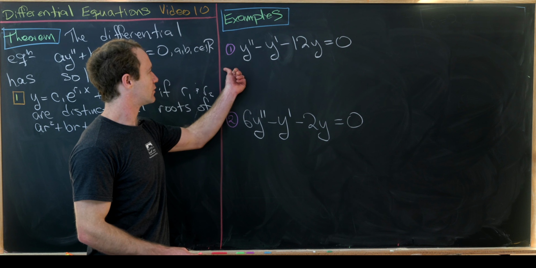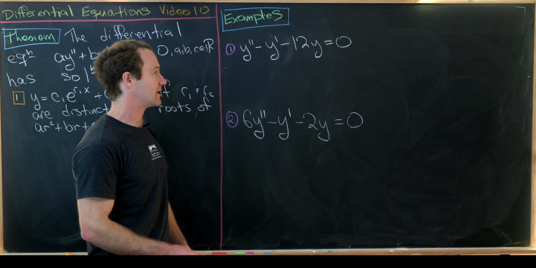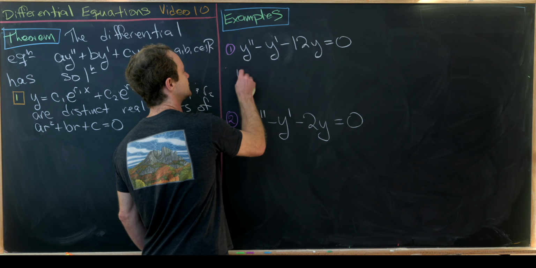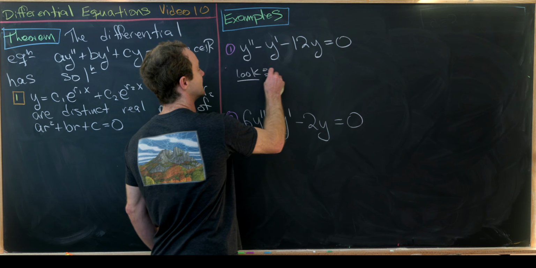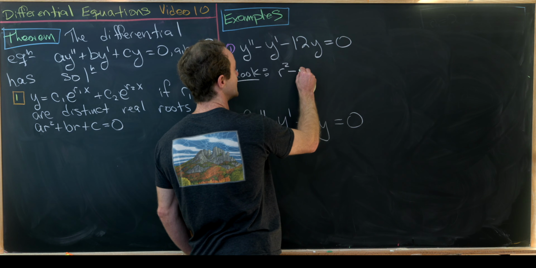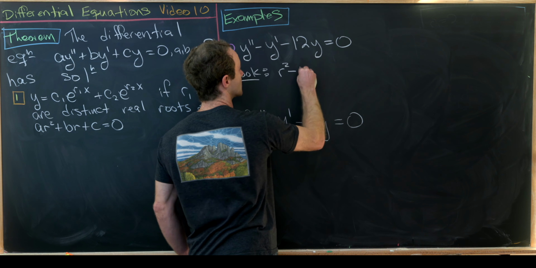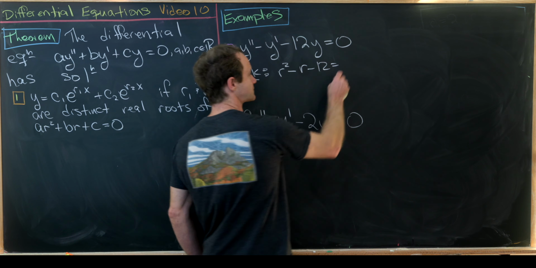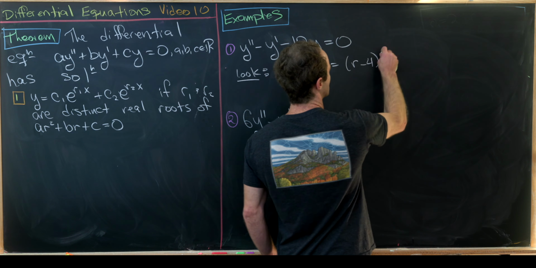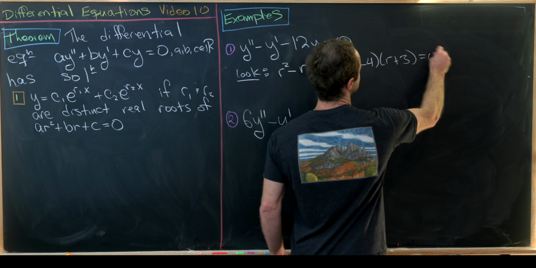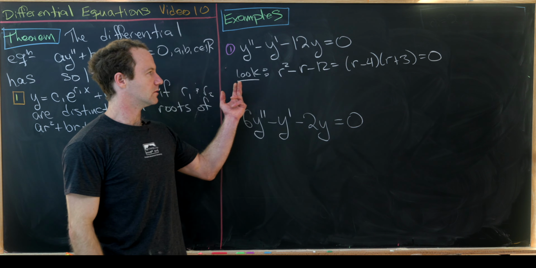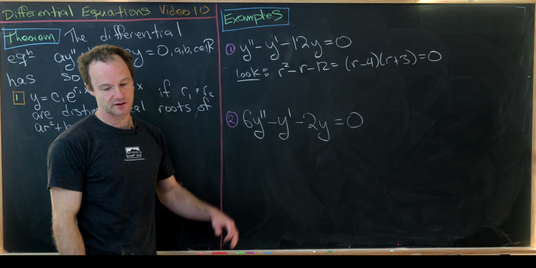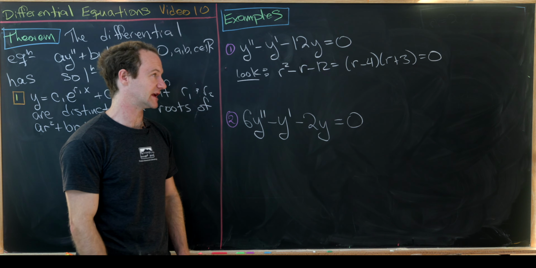So for our first example, we'll look at y double prime minus y prime minus 12y equals 0. So that tells us to look at the associated polynomial r squared minus r minus 12 equals 0, but this thing factors. It factors like r minus 4 times r plus 3 equals 0. So look at that. We have two distinct real roots for this polynomial. Those are 4 and negative 3.